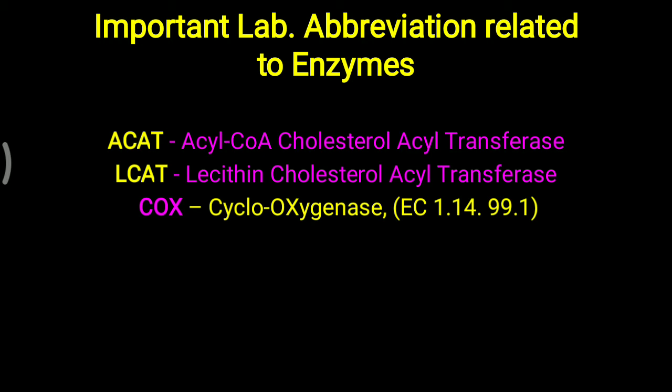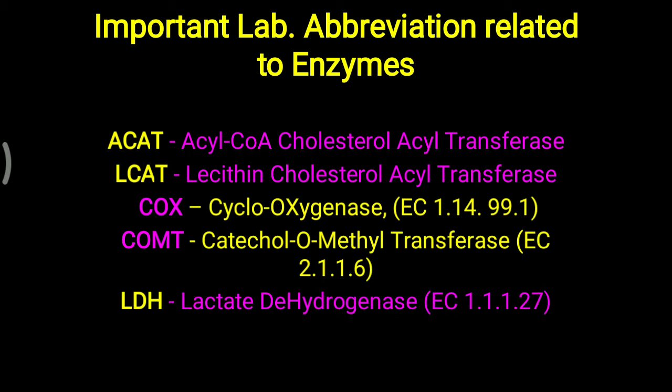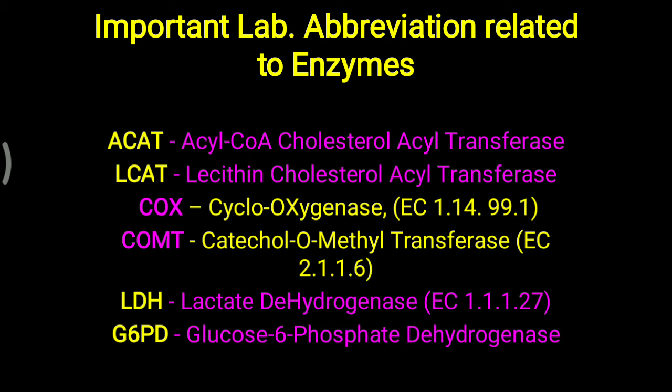In the same way, COX is cyclooxygenase, which belongs to class 1, so it is involved in an oxidoreductase type of reaction. COMT is catechol O methyl transferase, which belongs to class 2, transferase. Further, LDH is lactate dehydrogenase, a dehydrogenase type of enzyme belonging to class 1, EC 1.1.1.27. Another enzyme is G6PD, glucose 6 phosphate dehydrogenase, which also belongs to class 1.